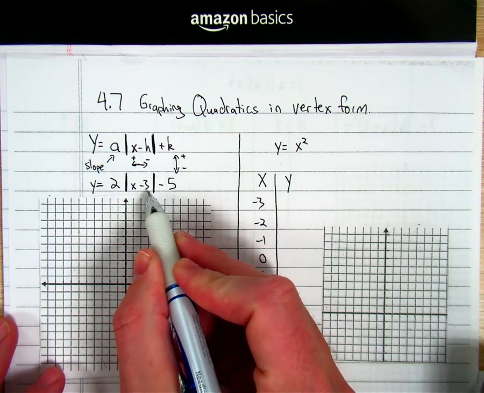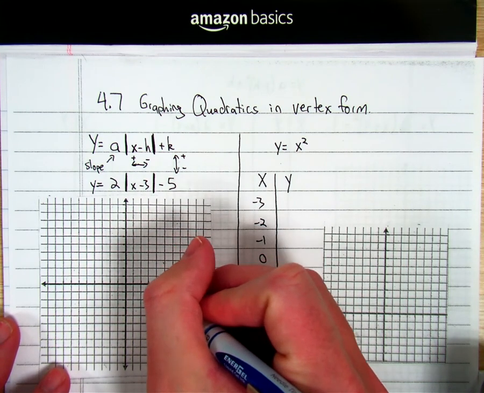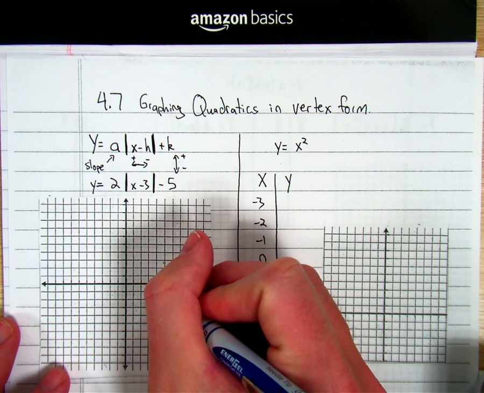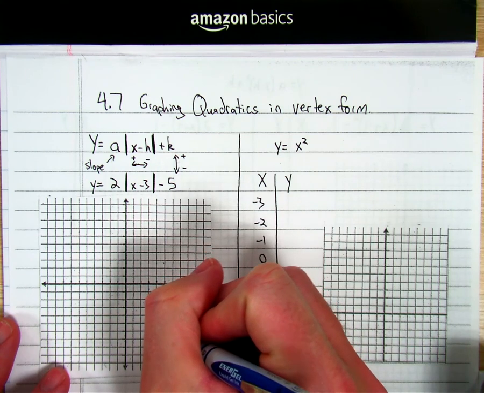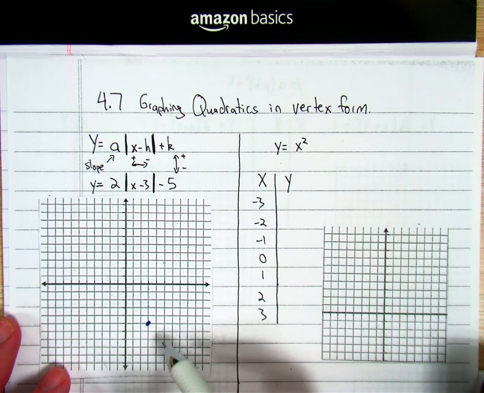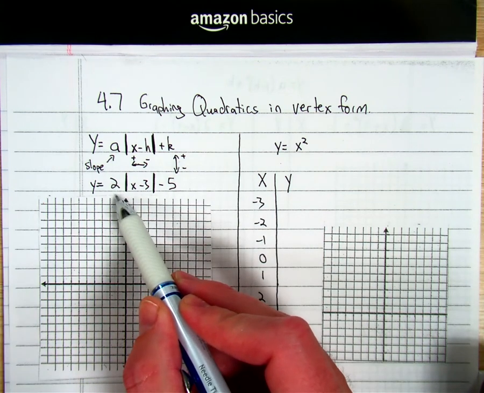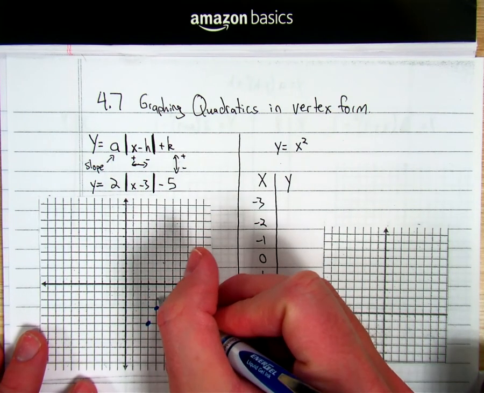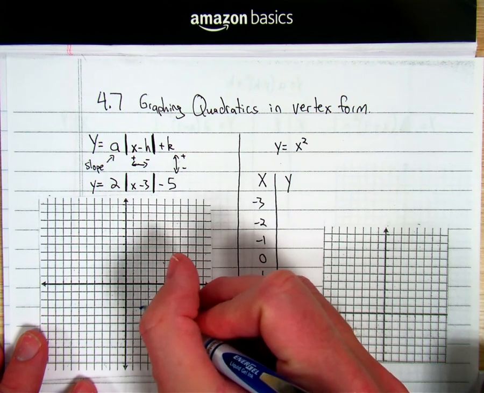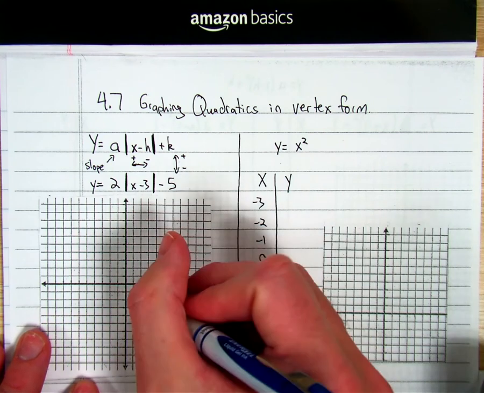So the minus 3, remember, they're opposite on the inside. Minus 3 goes 3 to the right: 1, 2, 3. And the minus 5 moves my starting point 5 down: 1, 2, 3, 4, 5. Okay, that's the starting point for my V. And then the 2, we said it's kind of like the slope because it's up 2 over 1, but it's up 2 over 1 both ways, because the absolute value makes a V. Alright, and then we draw our line.